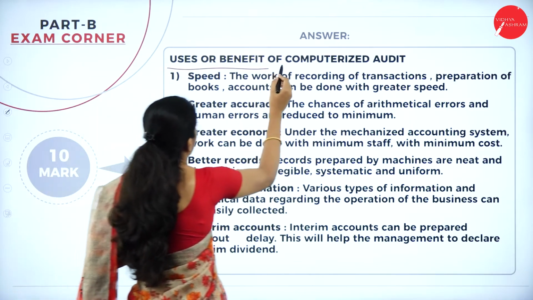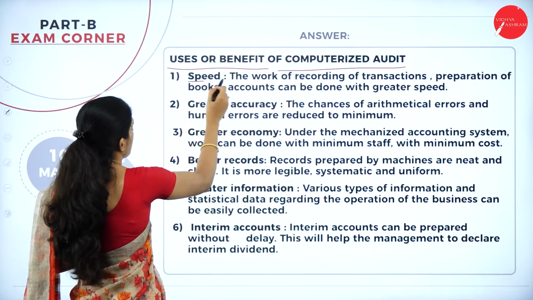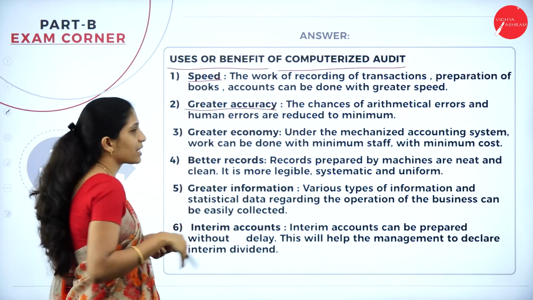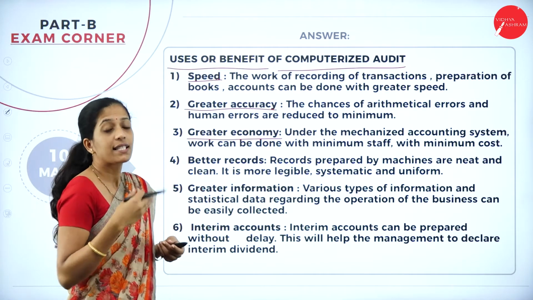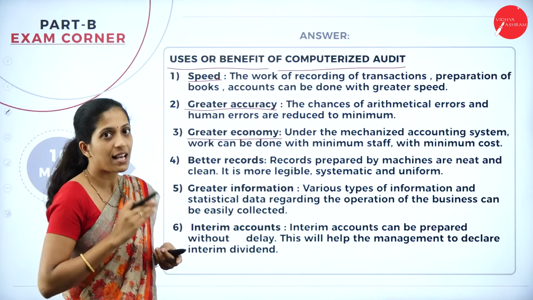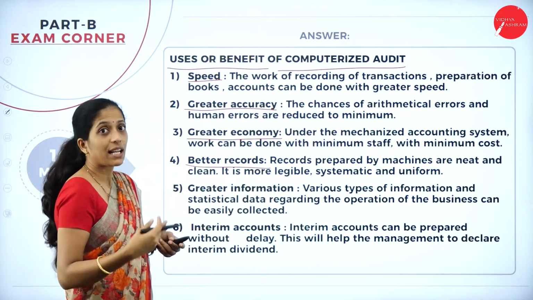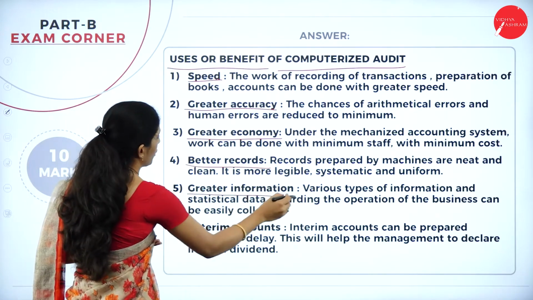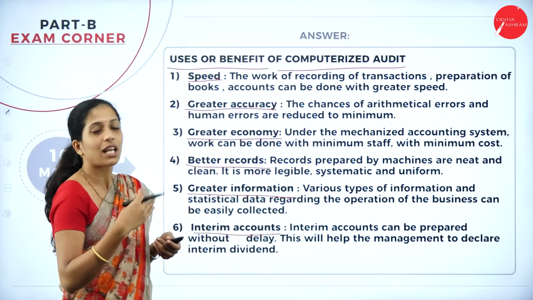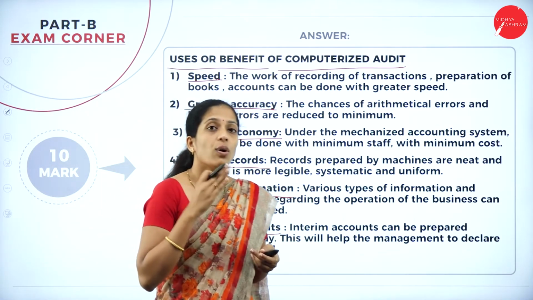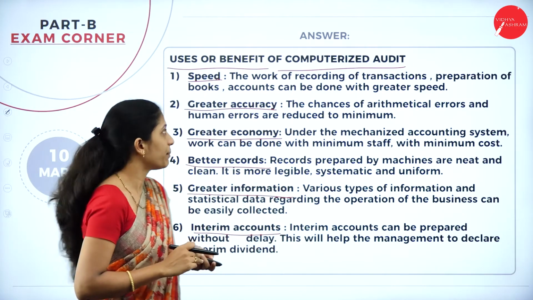Then you can write the uses or benefits of computerized auditing. The speed is very high, greater accuracy, the correctness will be more in a computer, and greater economy also, because it will speed up the work with less cost as well as fewer staff. Next, better records: they can maintain proper records, and greater information, they can collect various information. Next, interim accounts: the accounts can be prepared very easily, twice in a year, so that it will be easy for declaring an interim dividend.